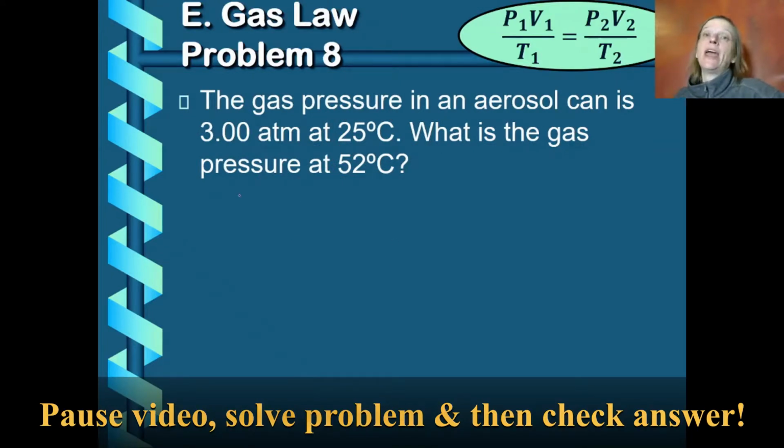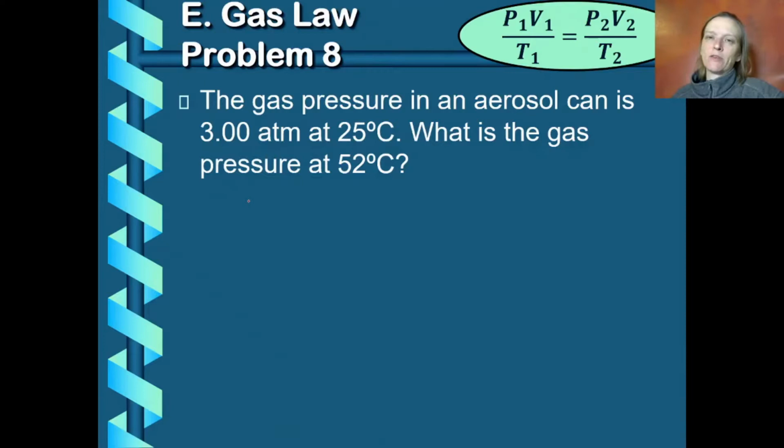One more example, and this one is super relevant to your everyday life. There's always a warning on an aerosol can to not store it above a certain temperature. And so let's find out why that is. The gas pressure in an aerosol can is 3 atmospheres at 25 degrees Celsius. So we have a pressure and a temperature, which is equal to 298 Kelvin. What is the gas pressure at 52 degrees Celsius? 52 degrees Celsius would be the same as 325 Kelvin. So that's temperature 2.